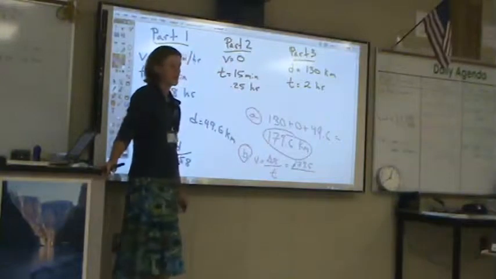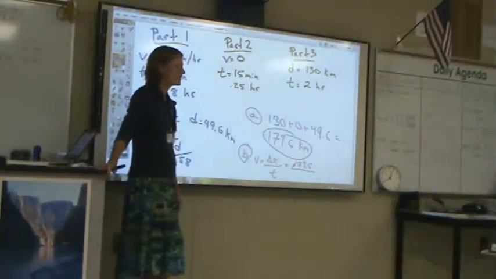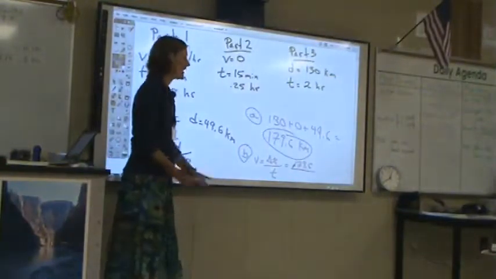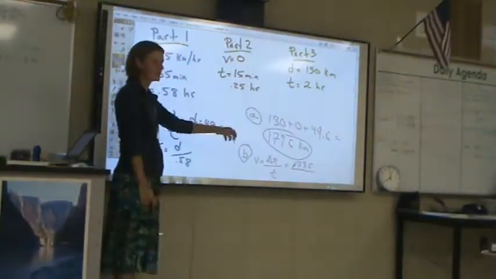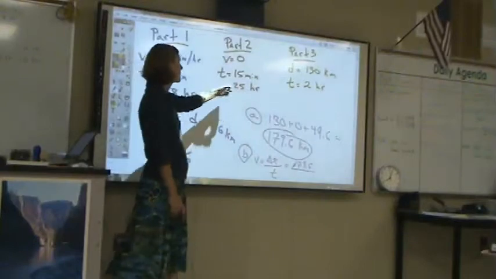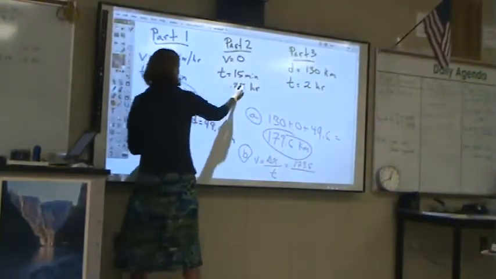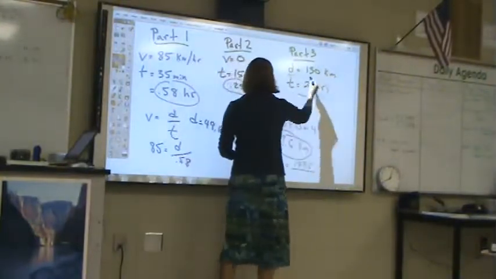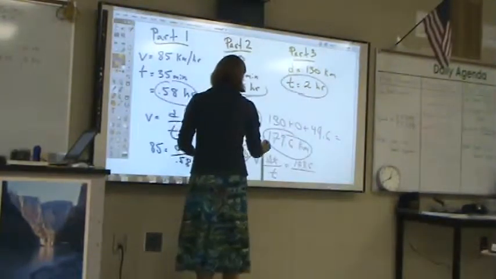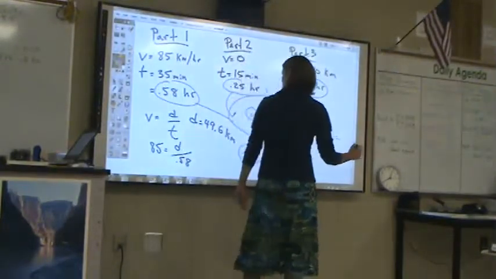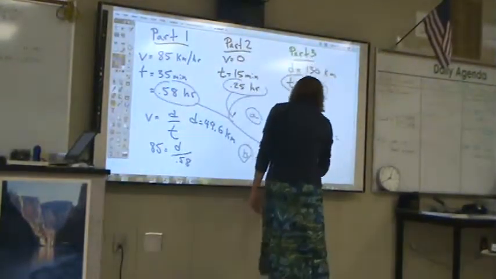What's the time we're going to throw in here? 2.83. How'd you get it? Just add them all up. That's the total displacement. We need the total time traveled, including part 2. So 0.58 plus 0.25 plus 2 is, what'd you say, 2.83.